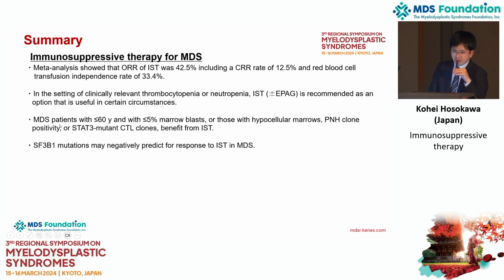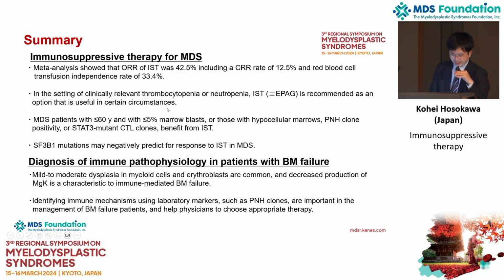So this is a summary of my talk today. IST is effective in some patients with MDS, typically the young, those with less than 5% marrow blasts, those with hypocellular marrows, and PNH clone positivity, and stem cell mutant CTL clones benefit from the IST. And the presence of SF3B1 mutations may negatively predict for response to IST in MDS patients.